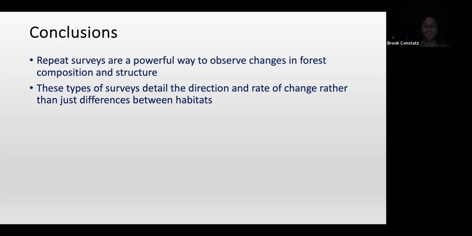They can tell you if things are going in a positive direction, in a negative direction, if they're moving in parallel and not really getting better or worse, or if there's something novel happening. And so more of these studies should definitely happen. Obviously, they're labor intensive, but they're really powerful and you can just keep building off of them. These forests aren't yet old growth.